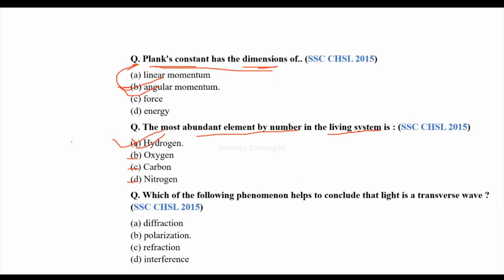Next question, which of the following phenomena helps to conclude that light is a transverse wave? Very core physics question. Option A, diffraction, B, polarization, C, refraction and option D, interference. The correct answer is option B, polarization.